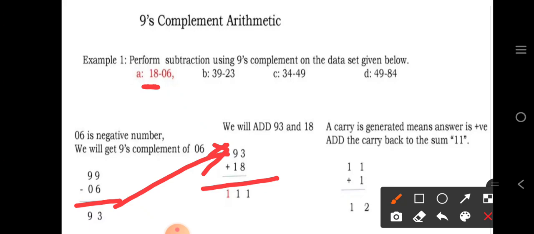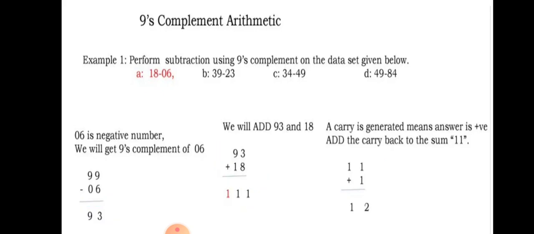Here the last digit 1 is a carry bit, so you have to add this carry again to the first bit. So the final output is 11 plus the carry bit. When we add it, we get the number 12. So this is the actual subtraction of 18 and 06. This is how we can solve the example by using 9's complement arithmetic.